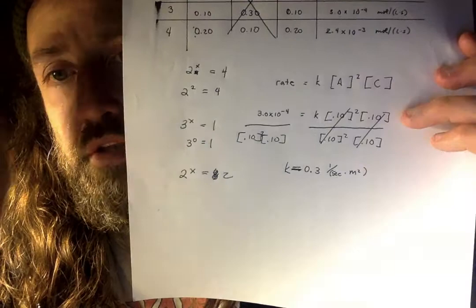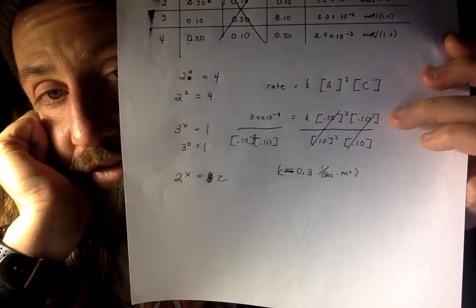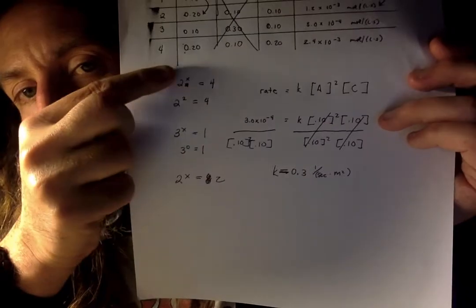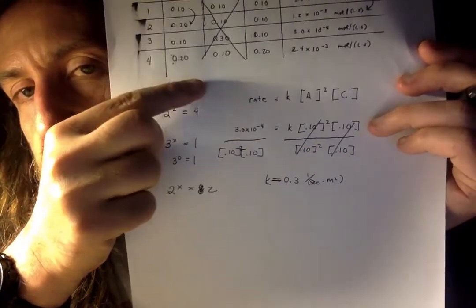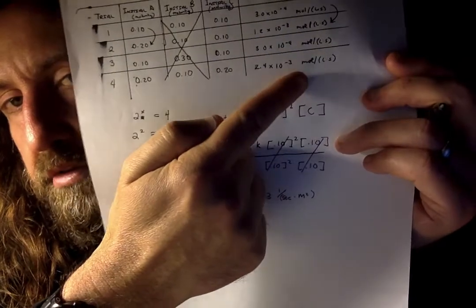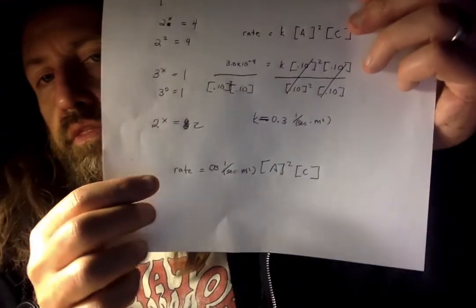And then you can plug in any concentration you want for A and C. A lot of times they'll have like a 5th trial here where it'll give you concentrations and it'll have a question mark right here. But for this one, they just want the rate law. And so what you're doing is rate equals 0.3 1 over seconds times molarity squared, A squared C. And that is a rate law, and it only took me 15 minutes to do.